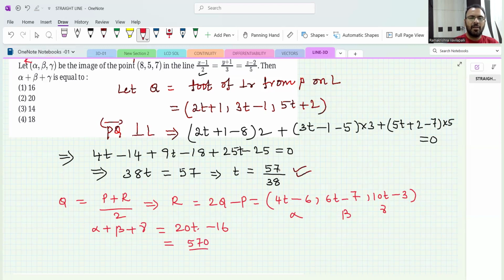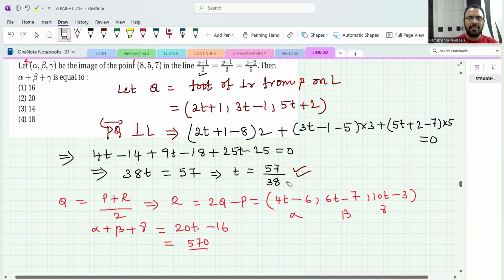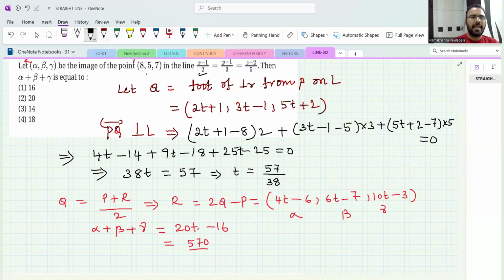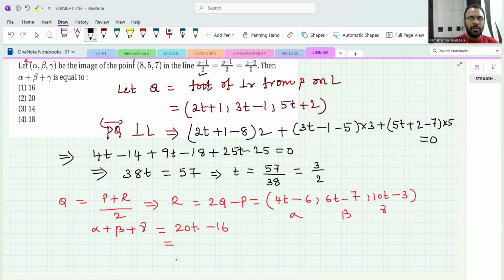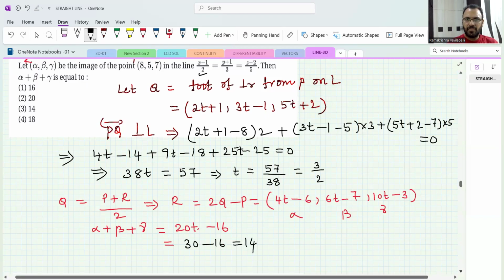Or, okay, you can cancel here. It is easy that you can cancel here. This is equal to 19 threes by 19 twos. So substitute that 3 by 2 value here. You will get 30 minus 16 is equal to 14. Okay.